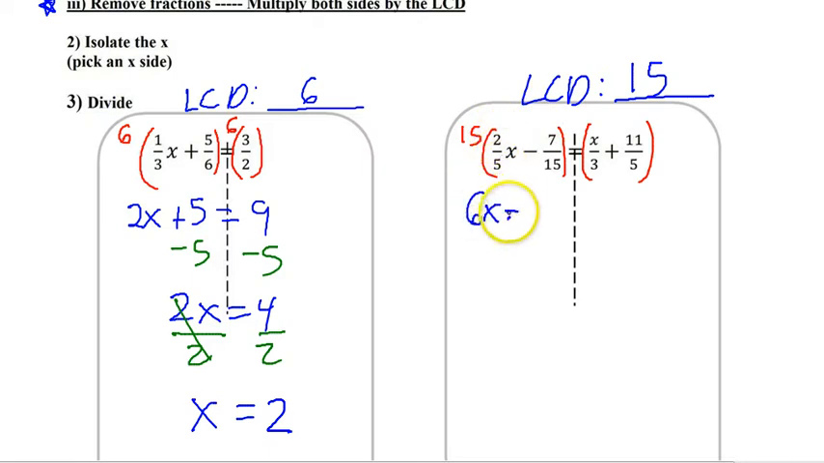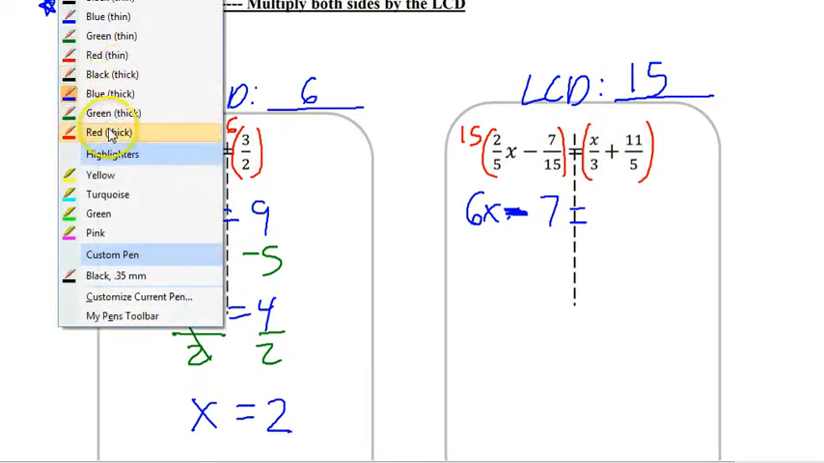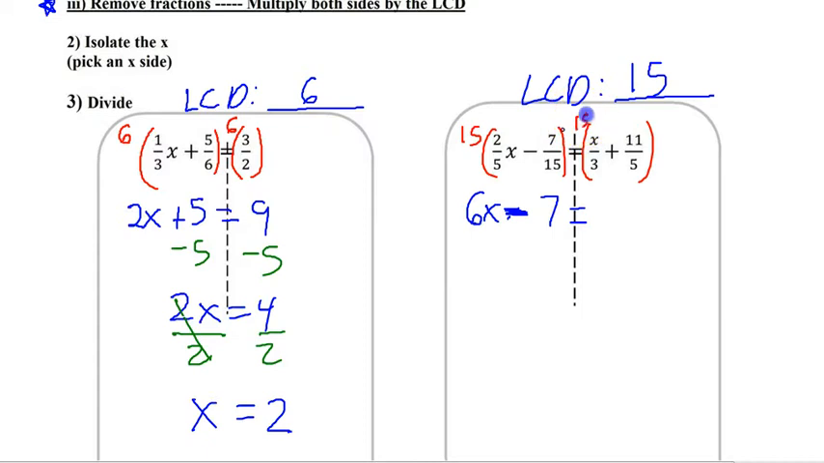If you notice, your times tables need to be very strong in order to do this. It's a common thing with math. Multiplication tables need to be strong. Alright, I'm going to do the division first. 15 divided by 15 is 1. 1 times 7 is 7. And we have to do this side by 15 as well. Let me put that one in red, just so it matches, because you're supposed to do this equally.